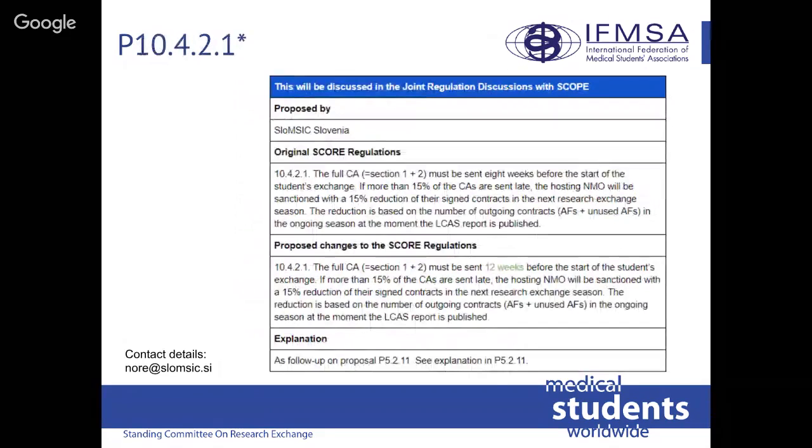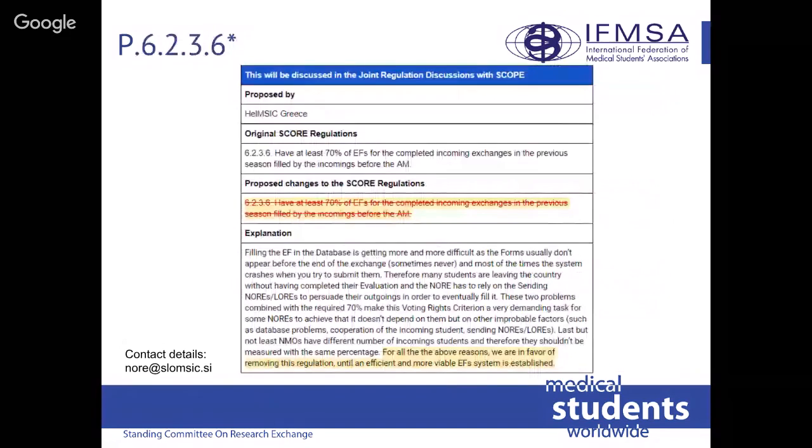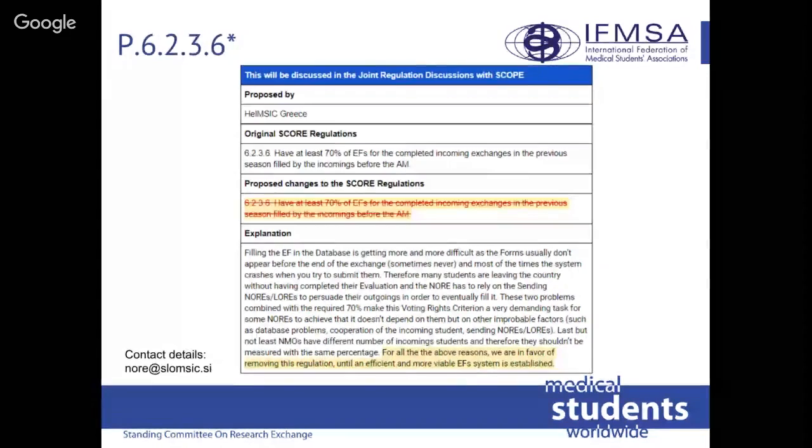So, yep. Oh, this is the last one. So the original regulations say that the CA needs to be sent 8 weeks before the start of the students' exchange. They want to change it now to 12 weeks before the start of the students' exchange. Okay. So those were all the proposals by Slomsec Slovenia.